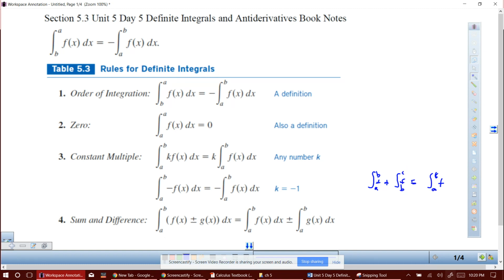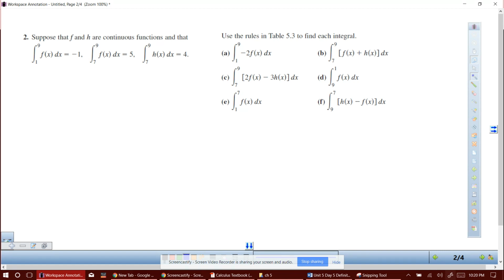I'm going to move on to my next page, which is an example. You can see in this example, this is number 2 out of your textbook. They have told me a couple things. If I'm going to do f of x from 1 to 9, the answer is -1. If I go from 7 to 9, it's 5 for f of x. And if I go from 7 to 9 of h of x, it's 4. All right, I'm going to go through these pretty quickly here.